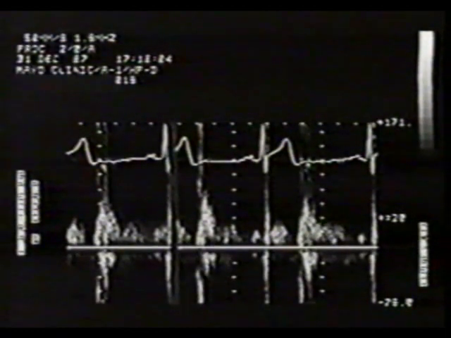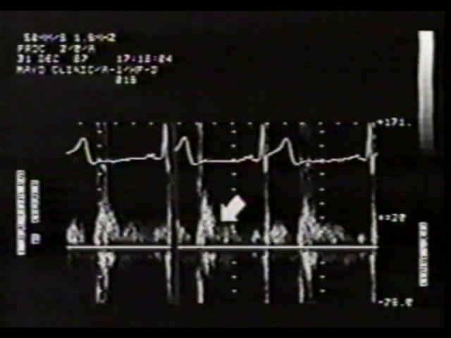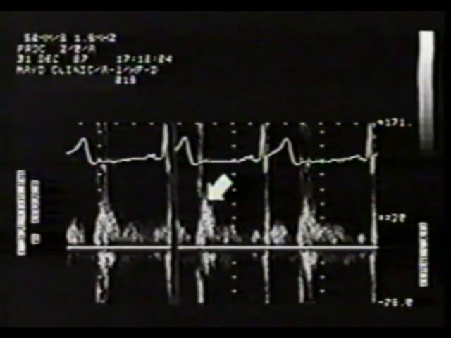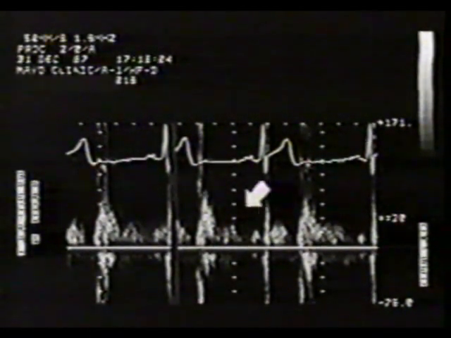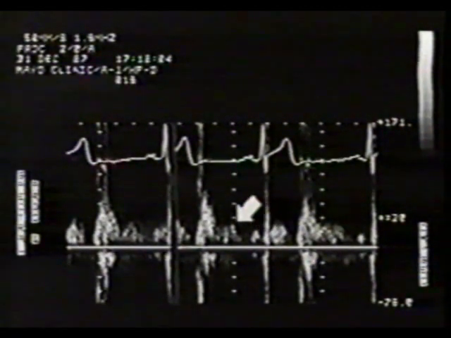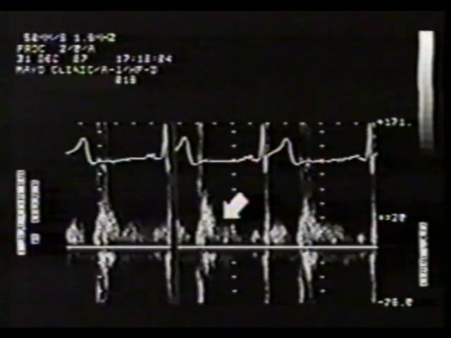Now the non-imaging probe has been angled toward the tricuspid valve. This is the continuous wave spectrum of tricuspid flow. In this cycle, the E velocity is 0.6 meters per second, and the A velocity is 0.2 meters per second. Normal tricuspid diastolic velocity may be as high as 0.7 meters per second.